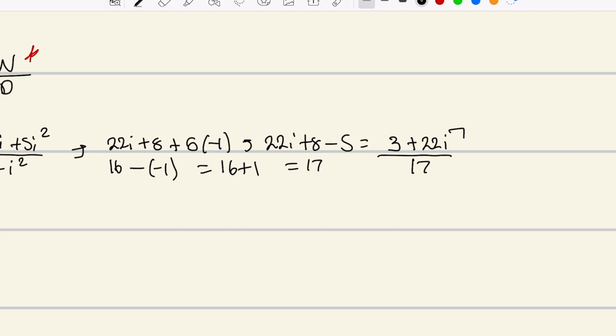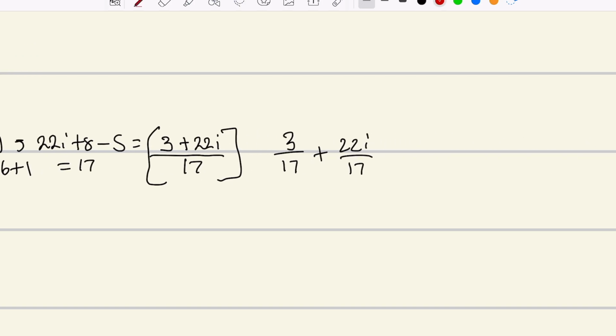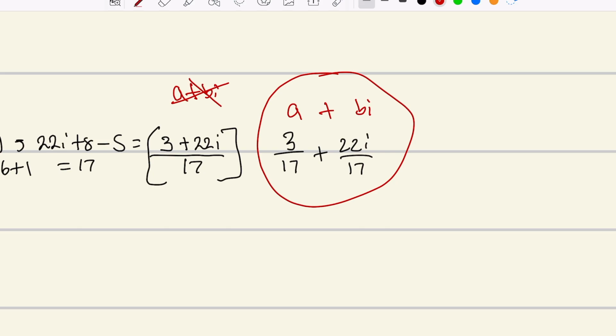So now we're going to simplify this into its most simplified form, which is just 3 divided by 17 plus 22i divided by 17. Why do we want it like this? Because we want this in its a plus bi form. Here, it's not in its bi form. So we have to do it this way. Okay?